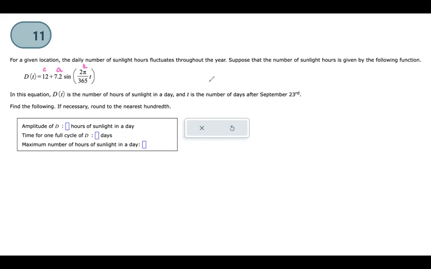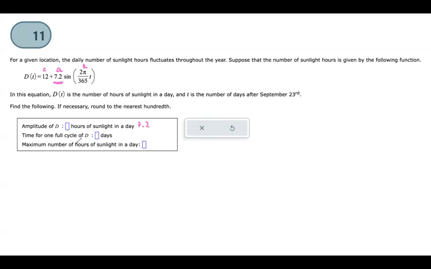So what is the amplitude? Well, the amplitude is right there, 7.2. So I'm going to write it here, 7.2. Then time for one full cycle, D. So how long does it take to complete one full cycle and the maximum hours of sunlight in a day?